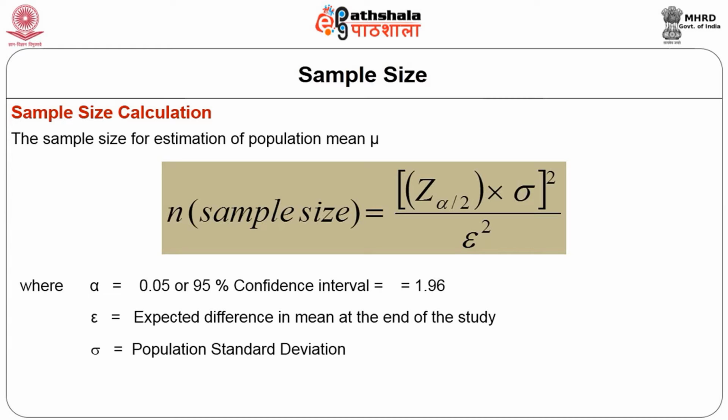The first parameter, Z alpha by 2, is nothing but the 95% confidence interval or 5% error, which in general has the value 1.96, available in the tables of statistical textbooks. You need not do any research for this. It is easily available in the tables given in the statistical textbooks. If you want to have only 5% error in your study and you want to calculate sample size, the value for that is 1.96, which we call Z alpha by 2.